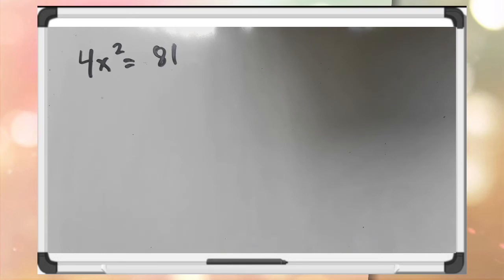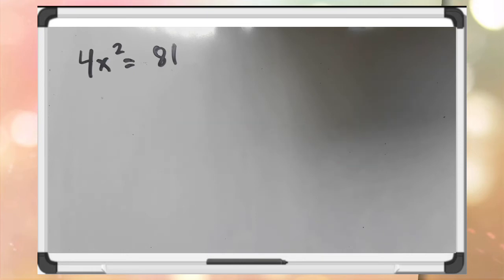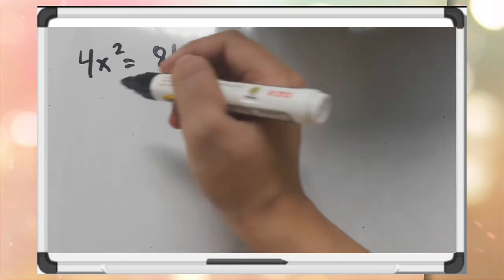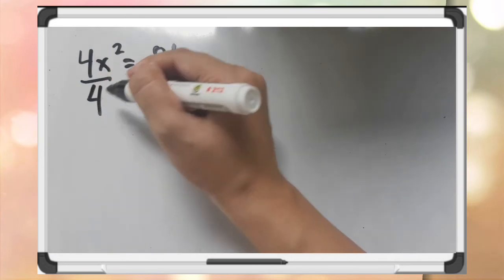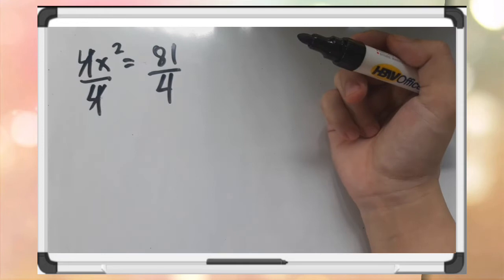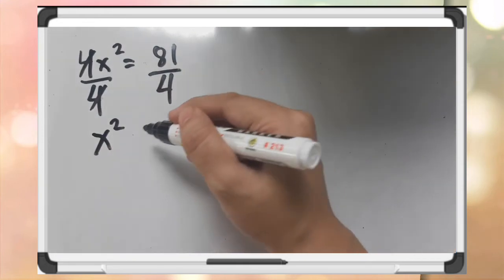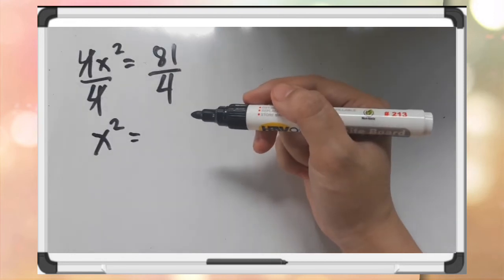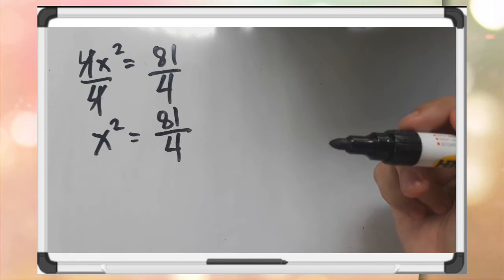So since it is in the form ax squared is equal to c, we will now proceed to our next step, which is dividing both sides by the value of a. So we will now divide both sides by 4 to isolate x squared. 4 divided by 4 is equal to 1, so it will become x squared. Since 81 over 4 is not divisible by each other, we will just copy it.